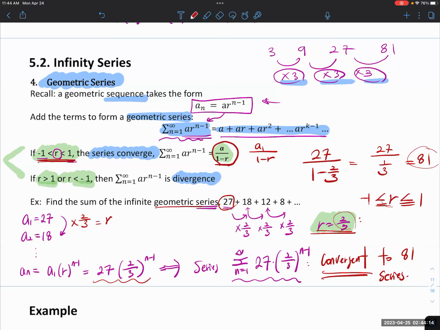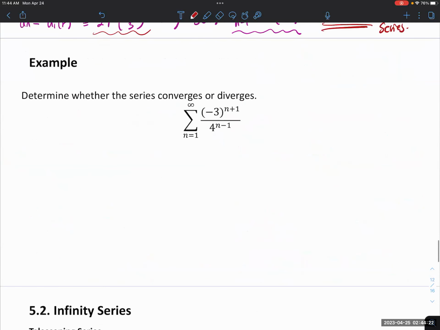Should be. All right, so let me go down to another example of the geometric series. Tell me whether it is convergent or divergent. So this one. Ooh, what is that? Let's take a look at it. Okay, this is a_n.